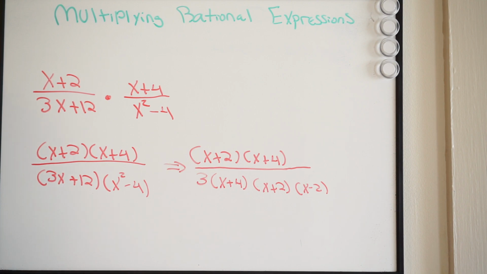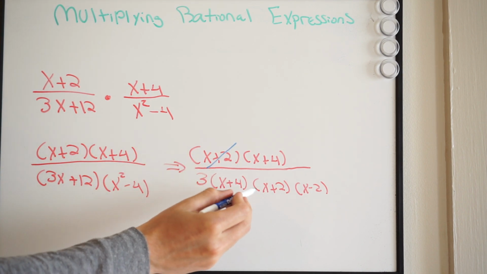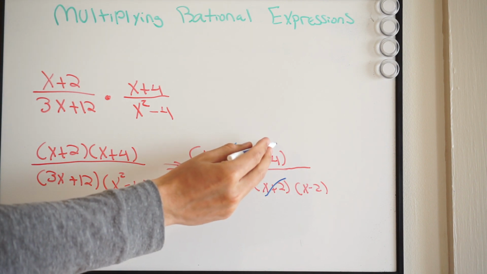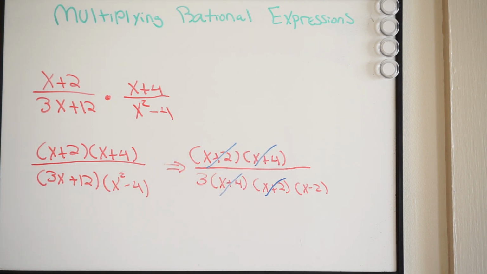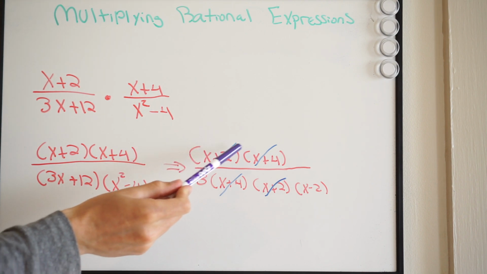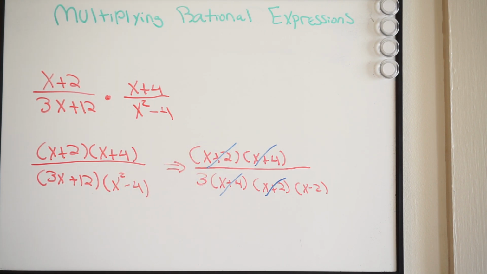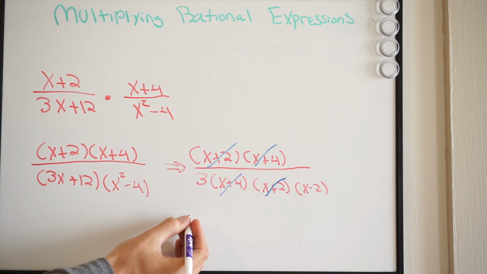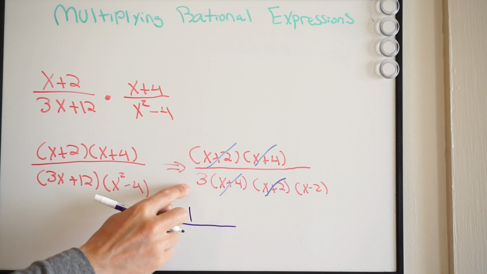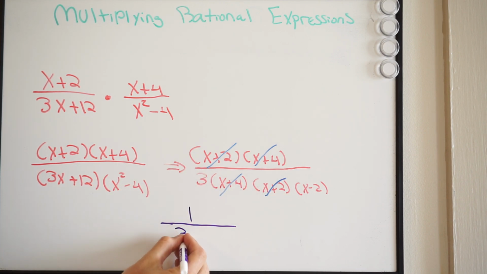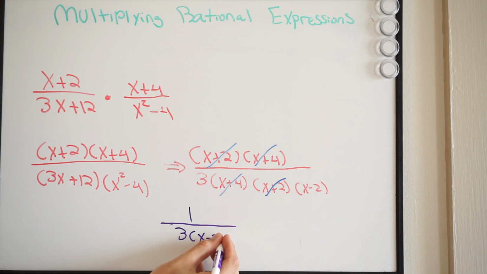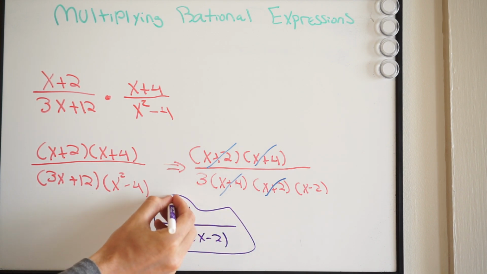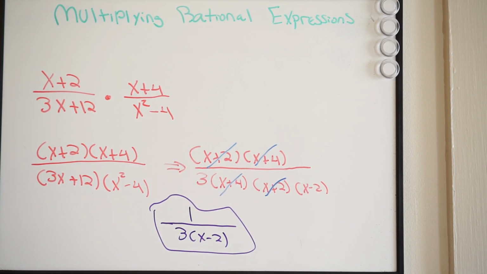I have it completely factored on the bottom, and now I can cancel out similar factors that occur on both the top and the bottom. What cancels out here? x plus 2, x plus 2, x plus 4, and x plus 4. So what are you going to be left with? Notice how everything canceled on the top. Don't be confused by that. You're still going to have a 1 on the top. And then you just have 3 times x minus 2. This here would be your final answer: 1 over 3 times x minus 2. And that is it.